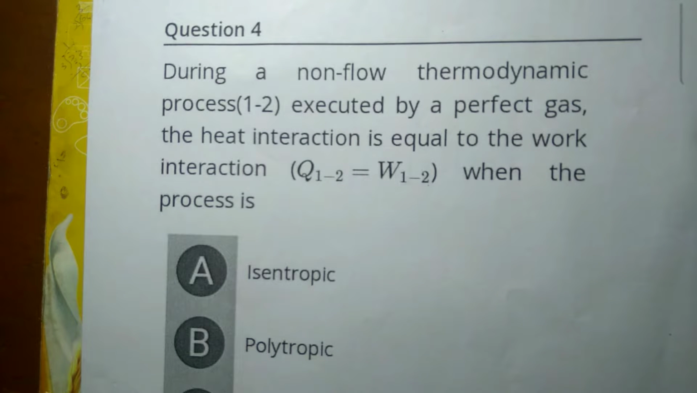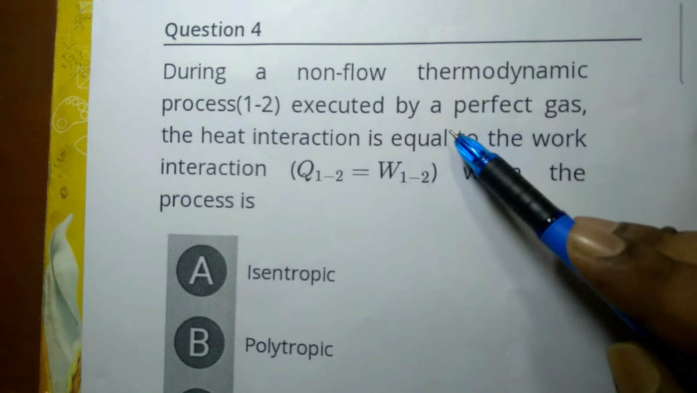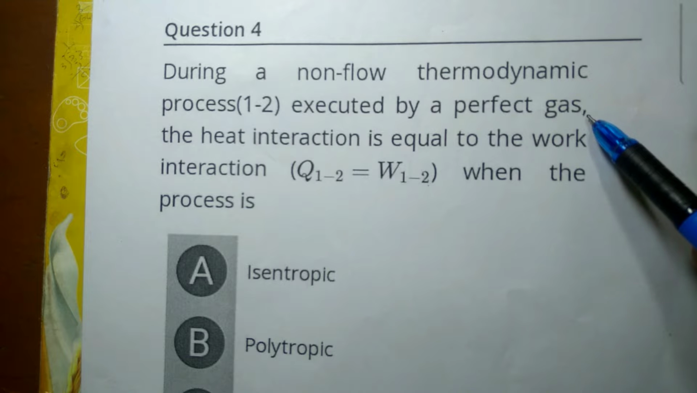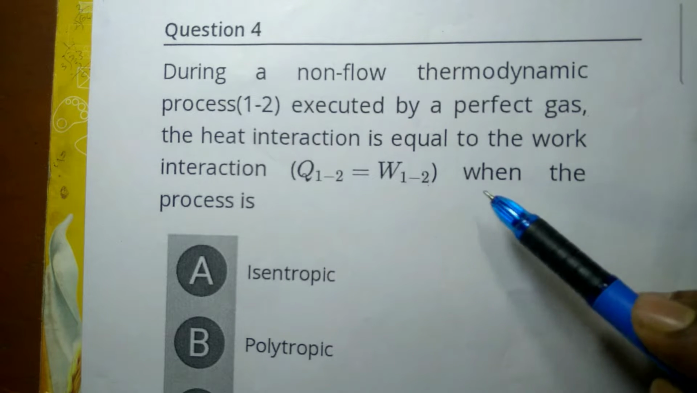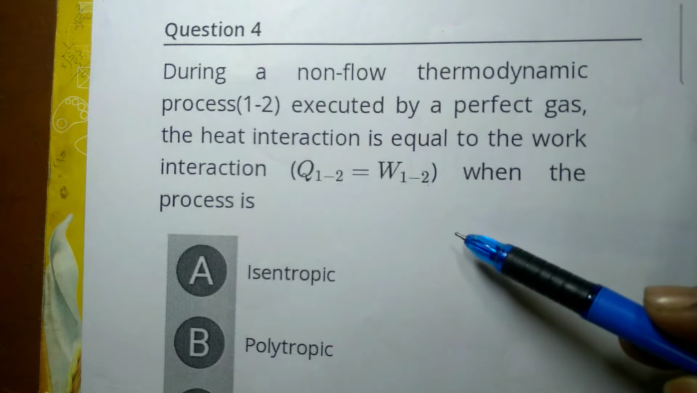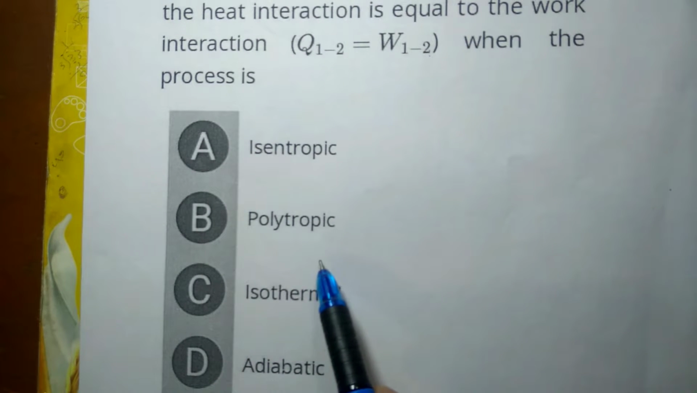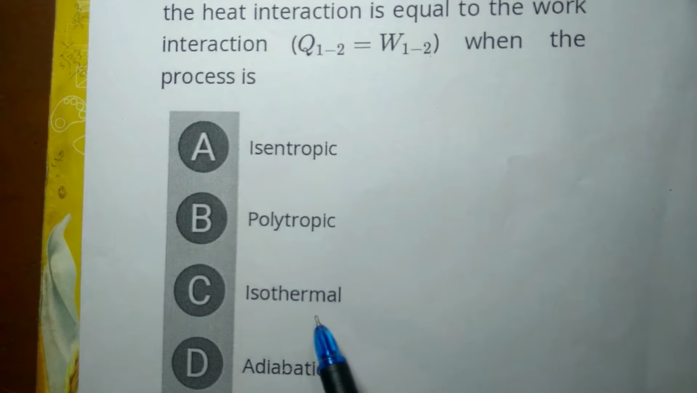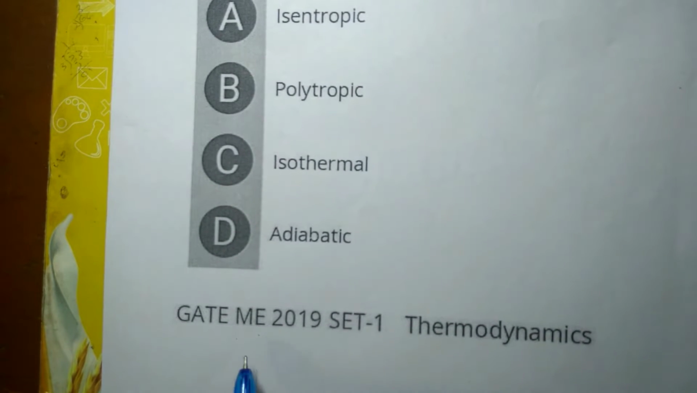So the question was like this: during a non-flow thermodynamic process 1-2 executed by a perfect gas, the heat interaction is equal to the work interaction. Q12 is equal to W12 when the process is. And the options are isentropic, polytropic, isothermal, adiabatic, and this was asked in the GATE Mechanical 2019 set 1.